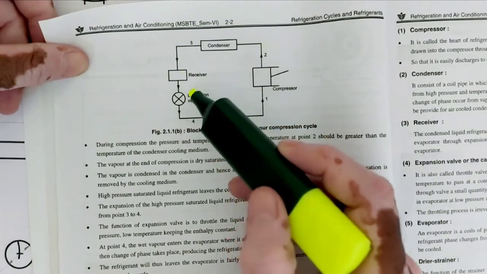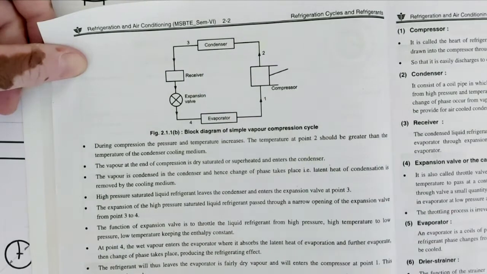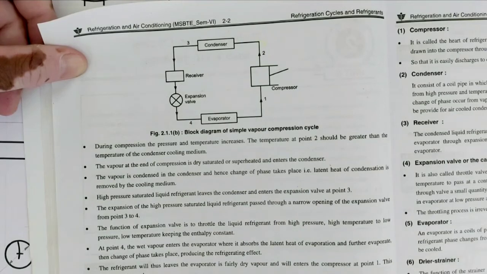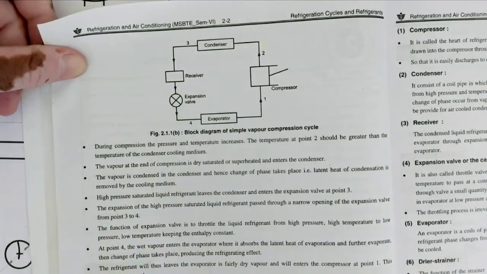So this receiver expansion valve is 3 to 4, narrowing the function of expansion valve is to throttle the liquid. Here the narrowing of the expansion valve, and the function of expansion valve to throttle the liquid refrigerant from high pressure, high temperature to low pressure, low temperature, keeping enthalpy constant.